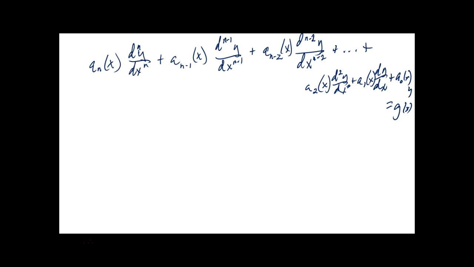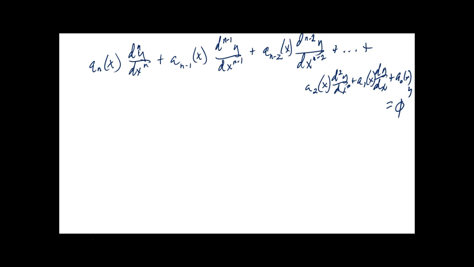Sorry, back off, I skipped a line. Rather than g of x here, that's equal to 0. So I take back what I was just saying, almost. Now that's called a homogeneous linear nth order differential equation, when it's equal to 0.